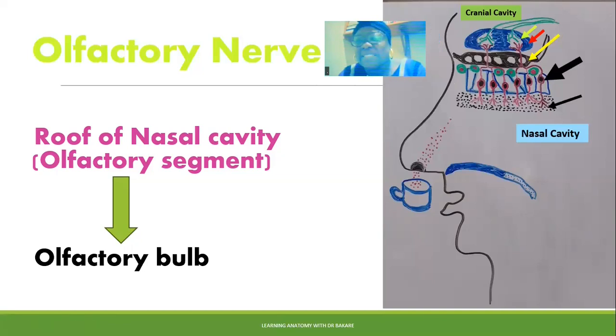So we can say that it begins from this region here that is arrowed in white, which is the olfactory segment of the nasal cavity. And of course, this is around the roof of the nasal cavity. And you see it terminating up here that is also arrowed in white within the olfactory bulb. So the course that it runs from the olfactory segment to the olfactory bulb, of course, is indeed a short distance. And this is why the olfactory nerve is the cranial nerve that runs the shortest distance.